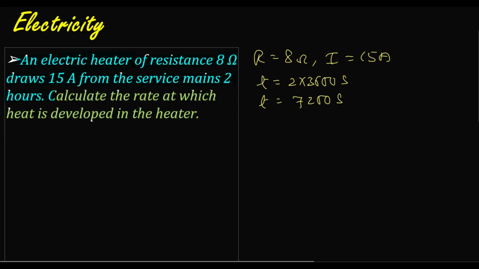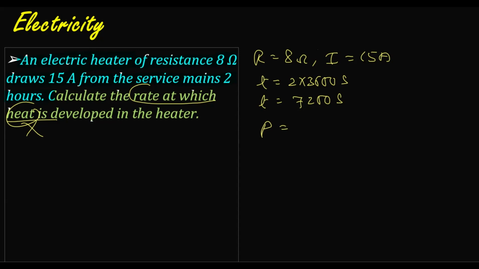Now, this is important. We have to find the rate at which heat is developed and not heat. And that is important, that the rate at which energy is dissipated, or the rate at which heat is dissipated or energy is used, is what? Power. So we'll be calculating power and not the heat.